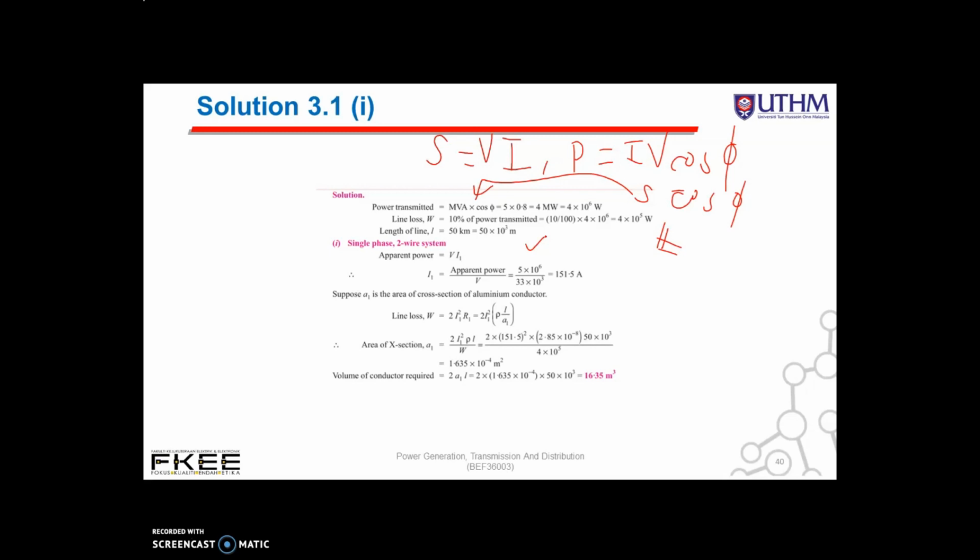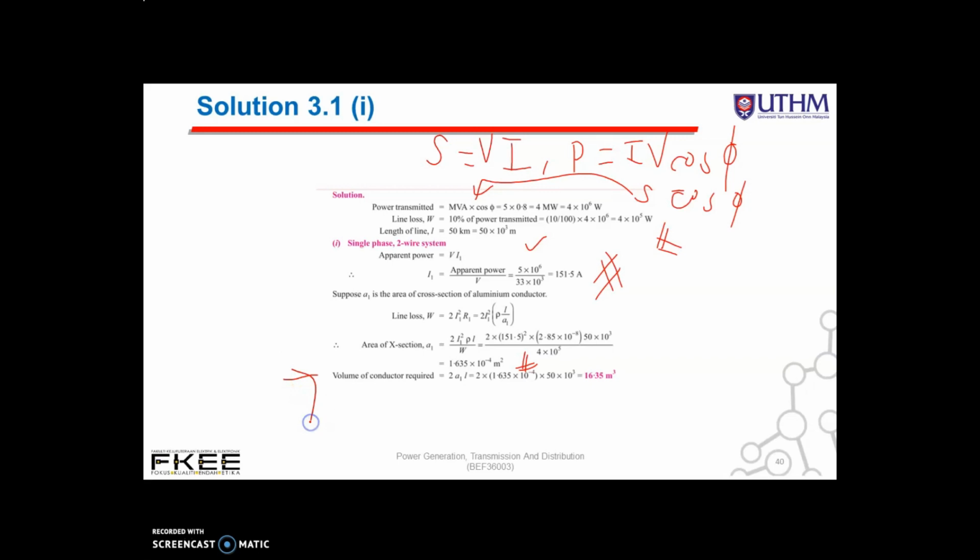So the apparent power is S equivalent to V times I, so I equals S over V. S is 5 times 10 to the power of 6 divided by 33 times 10 to the power of 3. So you get the current is 151.5 amperes. Suppose A1 is the area of cross section of the aluminum conductor. The line losses W is equivalent to 2I squared R1, which is 2I squared times rho L over A. So the area of section is 2I squared rho L over W. So you get this answer: 1.635 times 10 to the power of negative 4 meters squared.